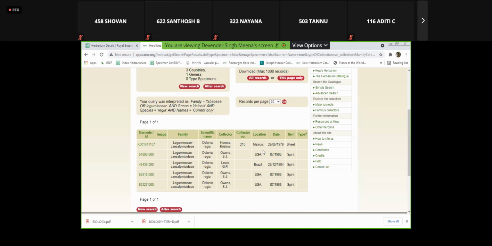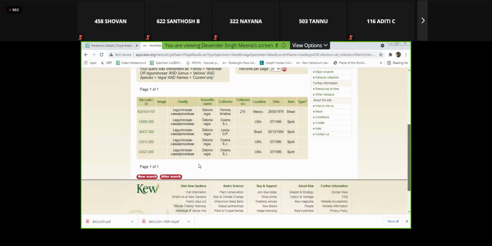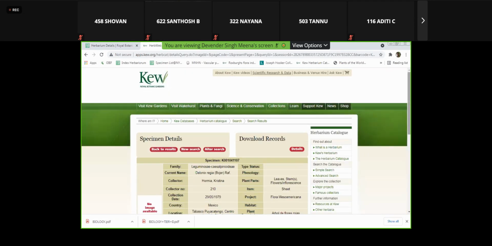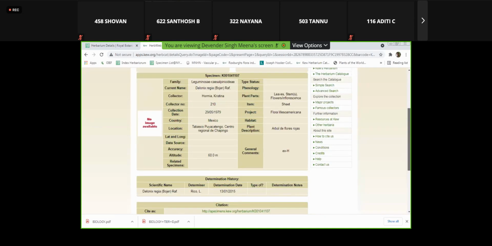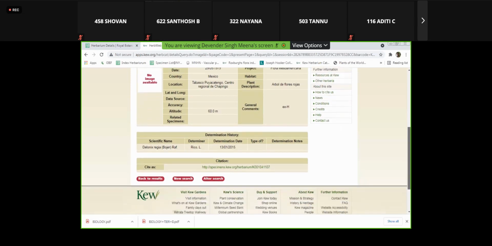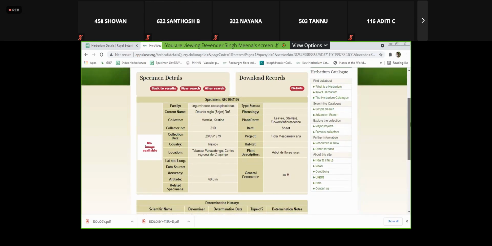So you can see the location. They are from Mexico, USA, Brazil, and then USA, collected by different people. Okay, and this is the spirit collection type. It is not a herbarium. It is not in the herbarium format. Okay, so in that case, we can look for the barcode ID as well. See, these are the details of the specimen, and the determination history as well. So you can look at all this information from this platform.